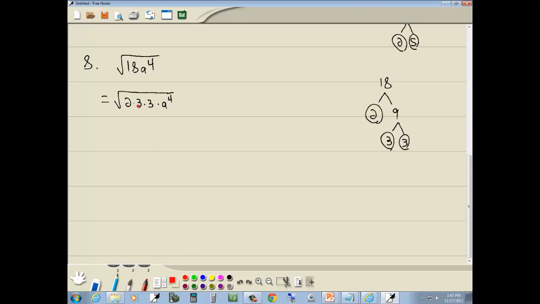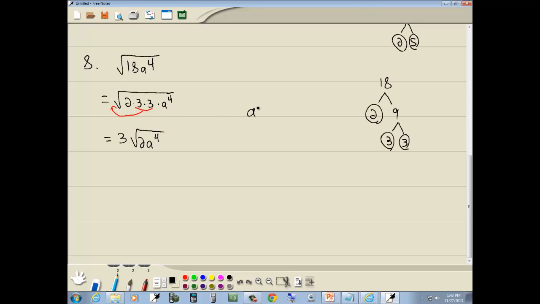Well, we're looking for a pair of somethings. Here's a pair of 3's. So a pair of 3's is going to come out in front as a single 3. And we got 3 square root of 2a to the 4th. Now I'm going to show you a shortcut when working with variables. I could write out a to the 4th, that's 4 a's. And I could do the same type of thing. But if this was a to the 400, I wouldn't want to write out a 400 times.